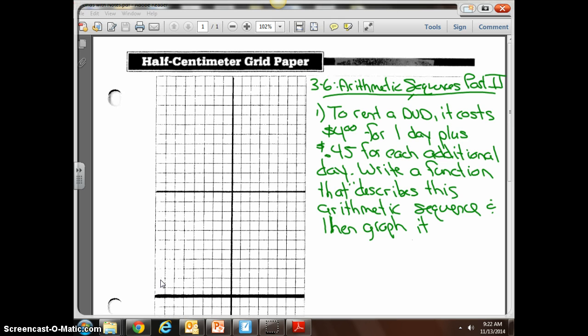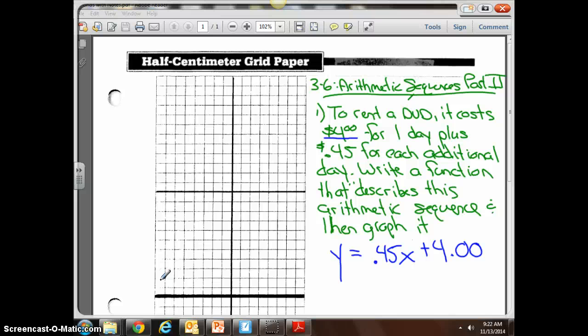So, function. We need to know how much it costs to rent the DVD, which is our output, or y. And we know that has to be equal to some data. We know that up front it costs $4. That is going to be our y-intercept. And we know that it could cost us another 45 cents for each day that we rent it, which is going to be our x, for each day that we rent it past the 1 day.